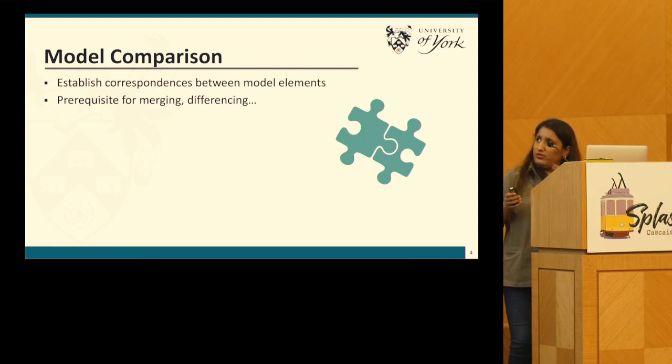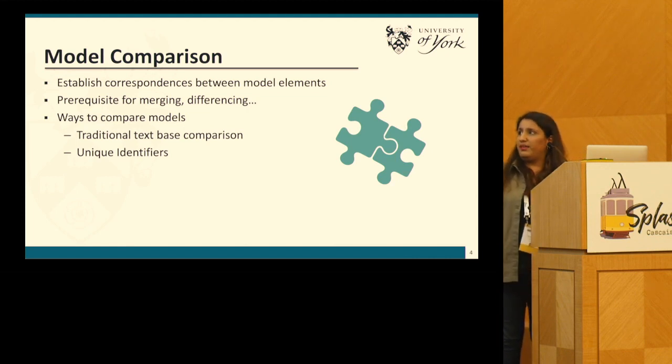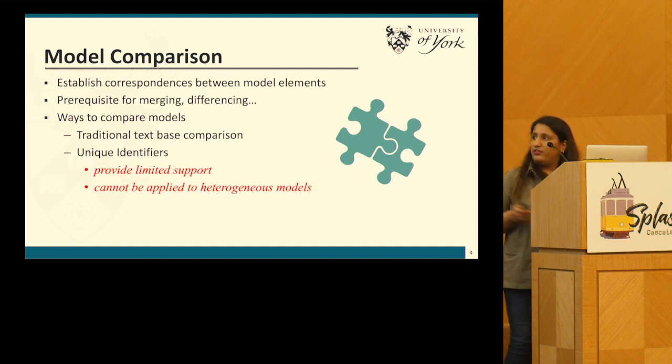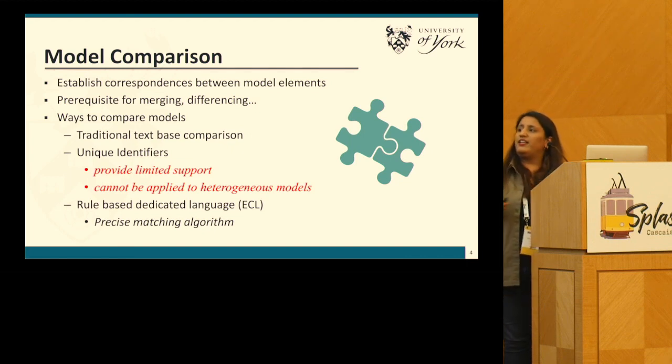So now we know what model comparison is. What are the ways to compare models? Traditionally, we can use text-based comparison, or unique identifiers. These are simpler, but they provide limited support, and they cannot be applied to heterogeneous models. So we have a dedicated rule-based language, Epsilon's comparison language, that allows you to have a precise matching algorithm that can be specified by the developer to have a custom matching logic.